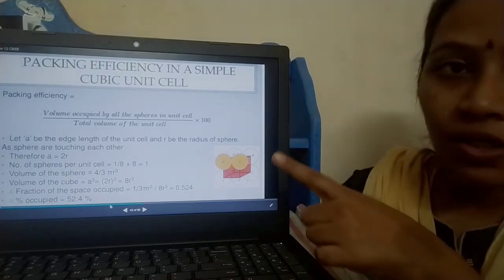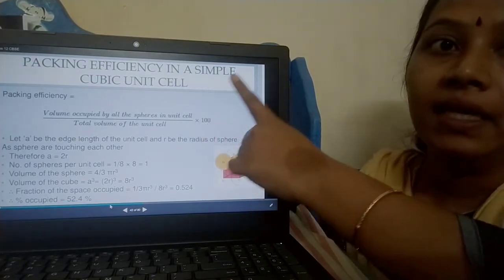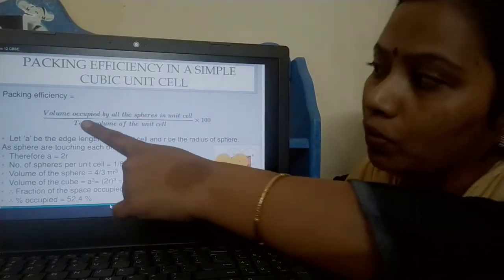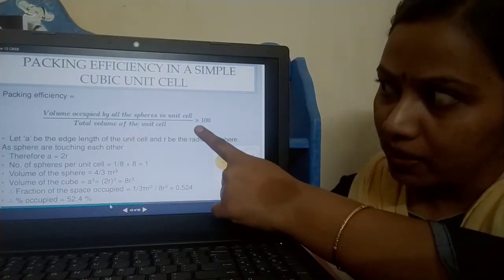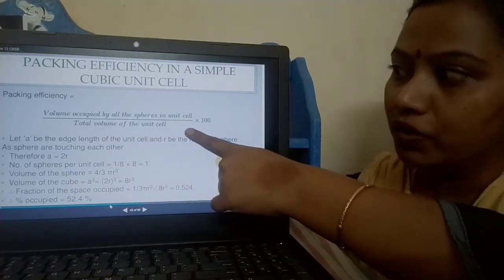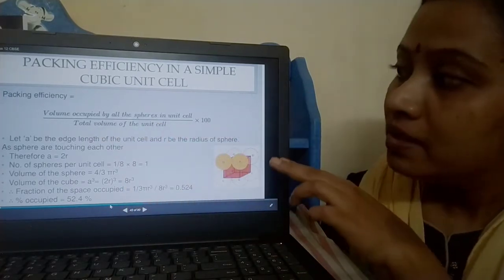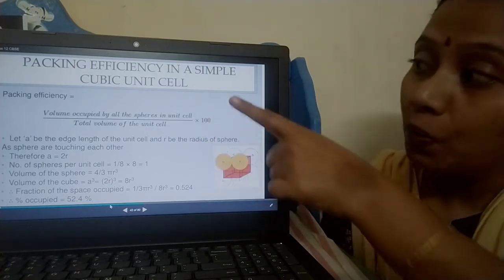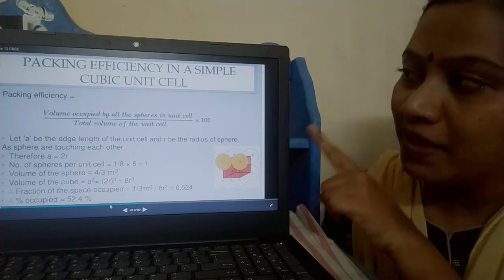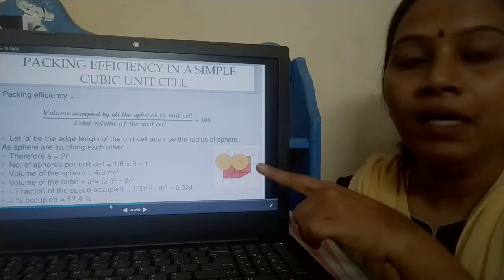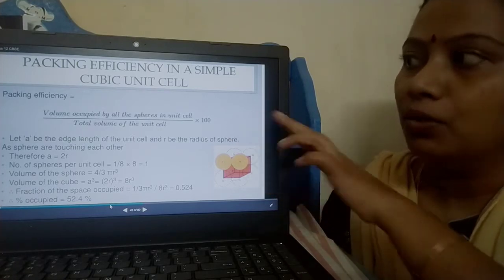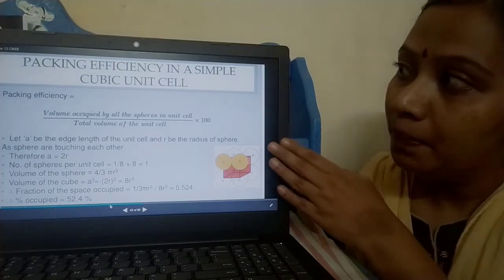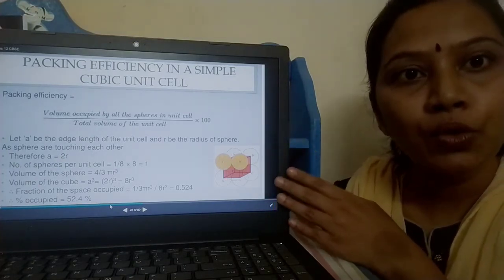What is the definition for packing efficiency in a simple cubic unit cell? The definition is volume occupied by all the spheres in a unit cell divided by total volume of the unit cell into 100. So suppose if I have 4 spheres, then the numerator will be the volume occupied by 4 spheres in a unit cell divided by total volume of the unit cell into 100. So this is the definition for packing efficiency.